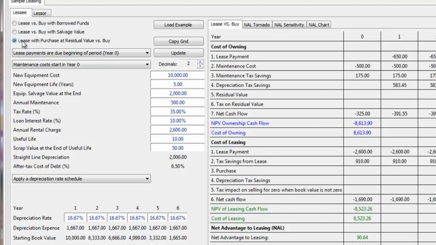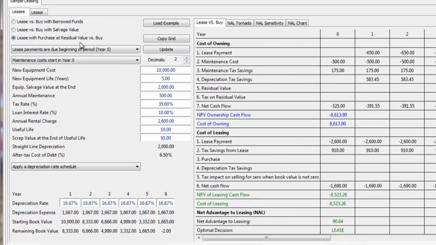And we also have the capability of computing lease with purchase at residual value, so you have the ability to purchase if you wish to at the end, and therefore how much is this actually worth to you. The optimal decision in this case is lease. So you enter the inputs that are required in white, and you're done.